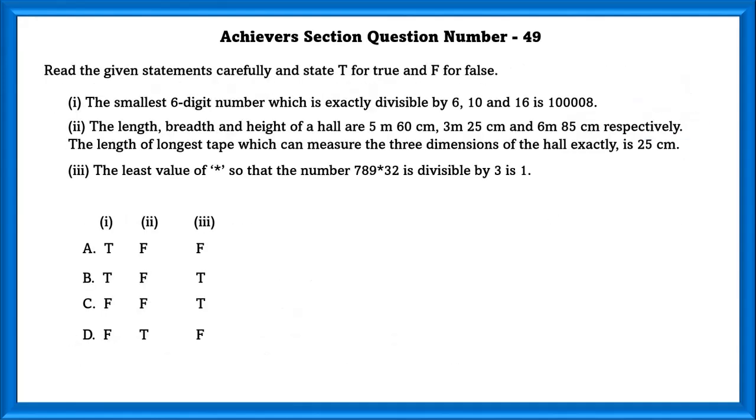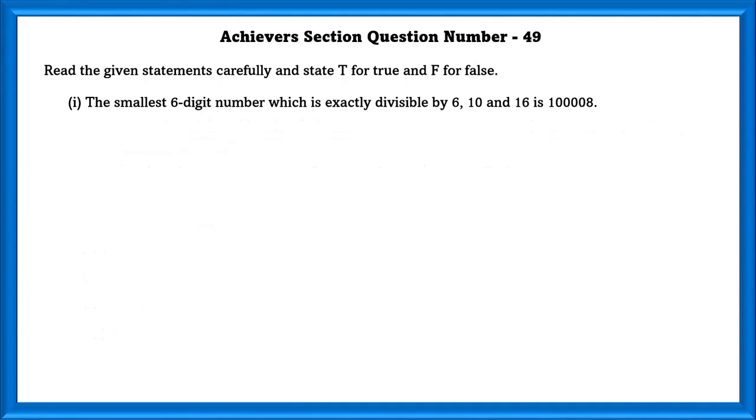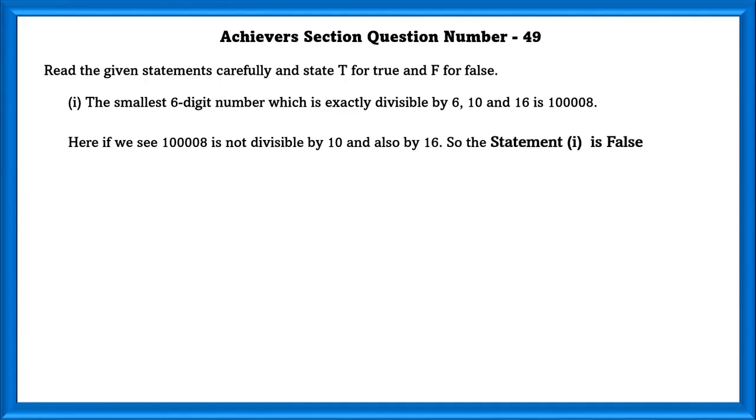Achiever section question number 49. Read the given statement carefully and state T for true and F for false. First one, the smallest 6-digit number which is exactly divisible by 6, 10 and 16 is 1,08,000. As we can see here, if it should be divisible by 10, the last digit should be 0. But over here in 1,08,000, the ones digit is 8. So it is not divisible by 10. So statement 1 is false.